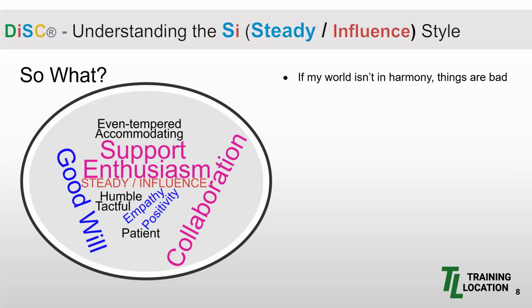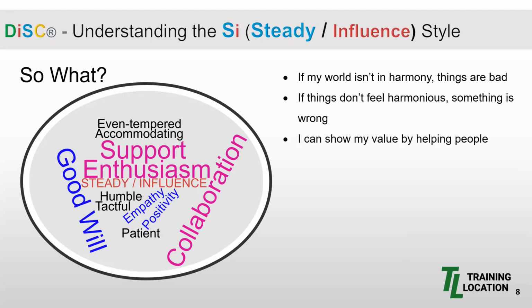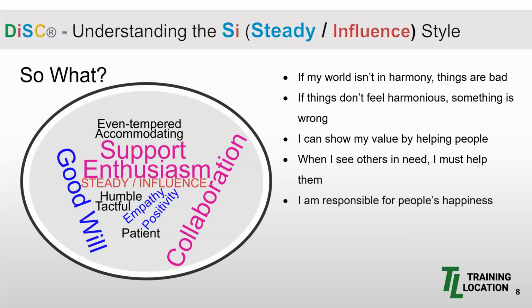Let's also consider some of the assumptions operating within people who have the SI style. If you're an SI, see which one of these might fit for you. First one, if my world isn't in harmony, things are bad. If things don't feel harmonious to me, something's wrong. I can show my value by helping people. When I see others in need, I must help them. I am responsible for people's happiness. I must be accepted. And it is intolerable to have someone mad at me.